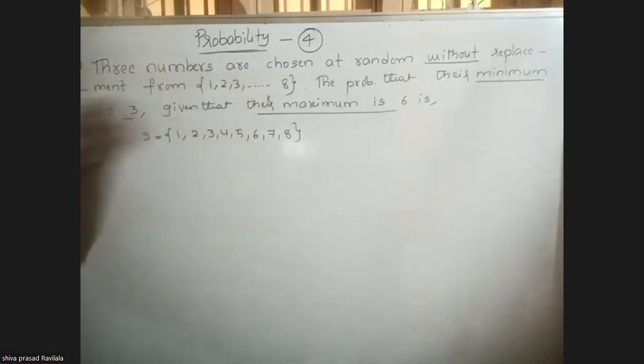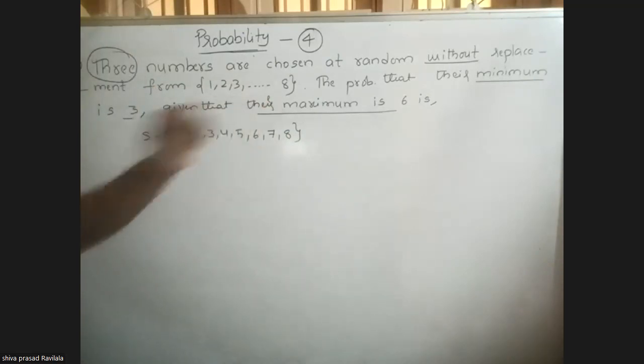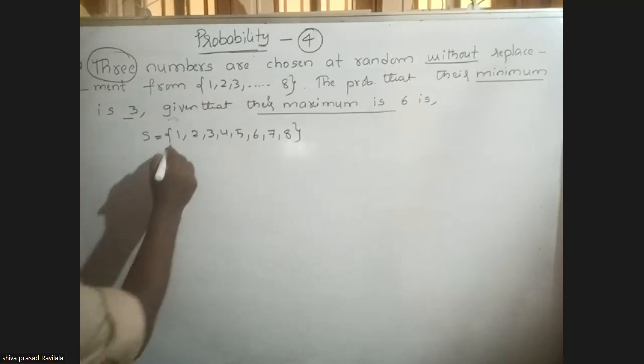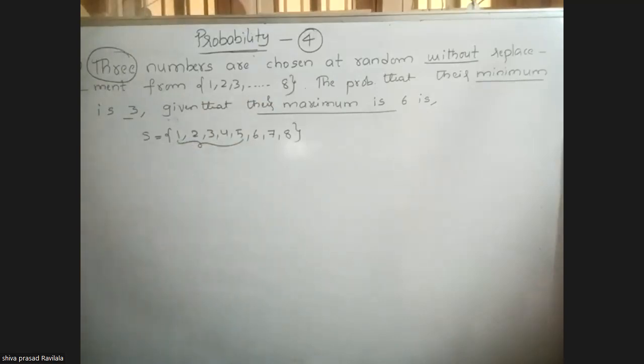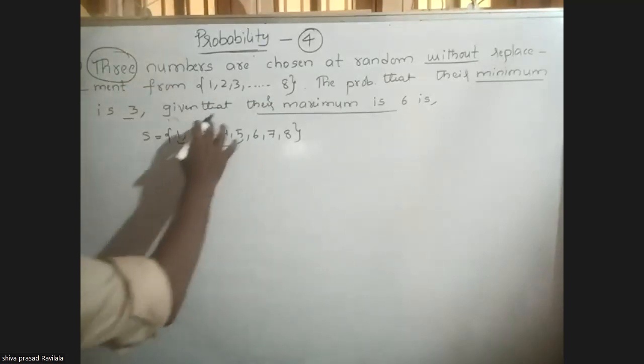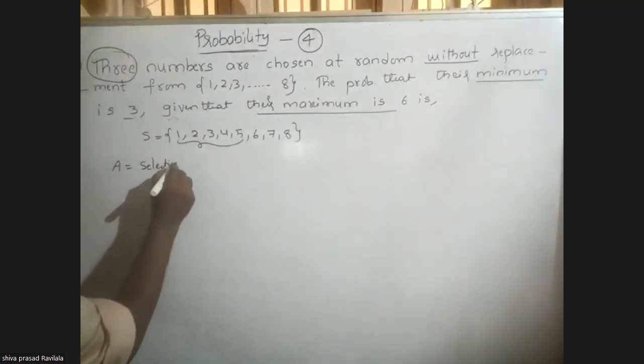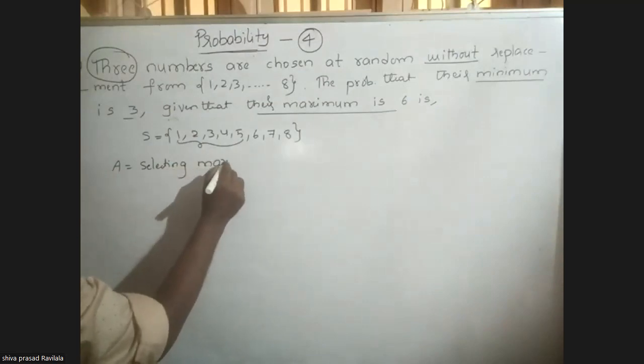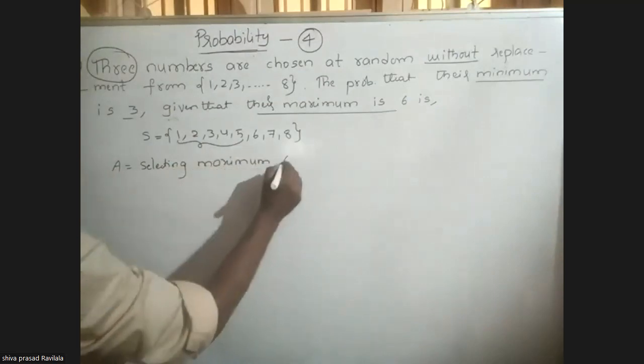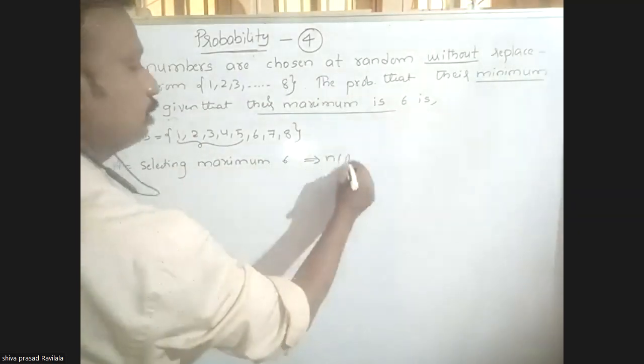Three numbers are chosen at random. Under the condition that their maximum is 6, you select the remaining 2. For example, if you select 6, the remaining 2 come from 1, 2, 3, 4, 5. Let capital A be the event of selecting maximum 6.